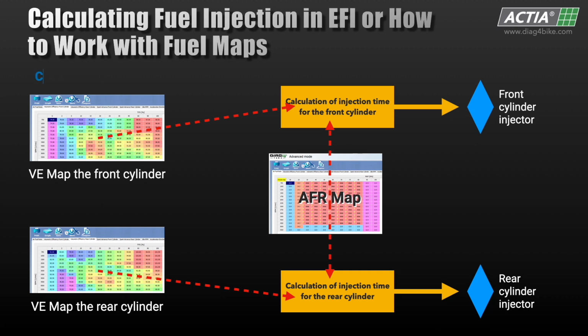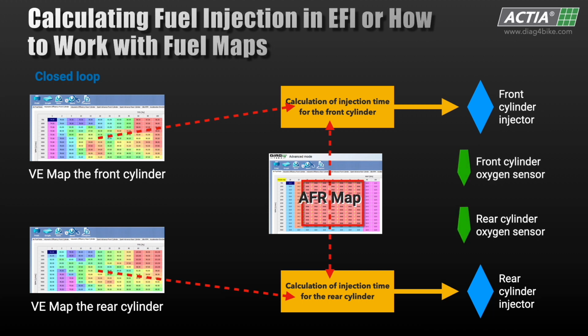If we are in an area where the AFR value in the map is set to 14.6, the calculation also factors in the results of measurements from the oxygen sensor. That means that at AFR 14.6, the system operates under closed-loop control.